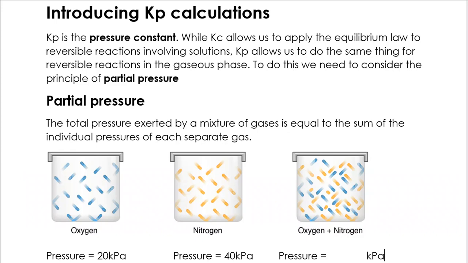Now, you've learnt about Kc, which is the equilibrium constant. That's a constant that we measure where reversible reactions are happening in solution. Kp, the pressure constant, deals with gaseous reactants and products.